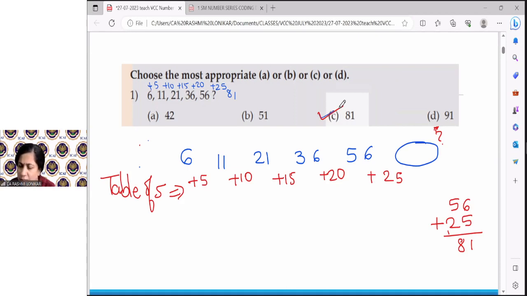Yes, Harshita, the class has started. Saloni, good afternoon. Deepika, good afternoon.